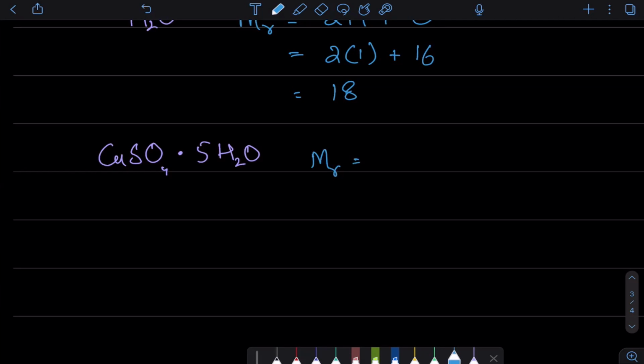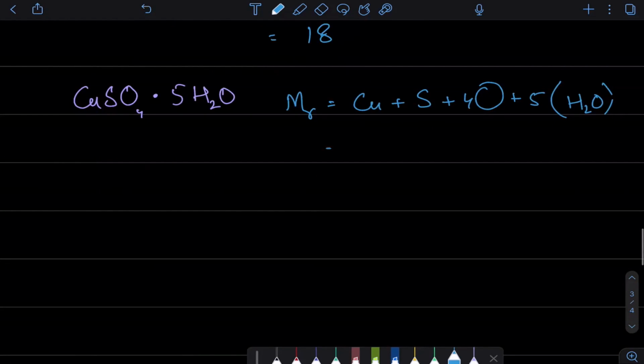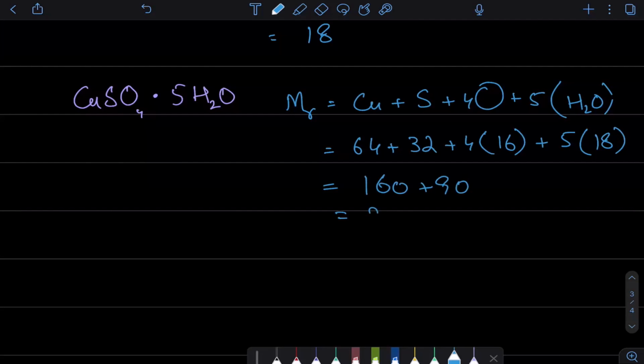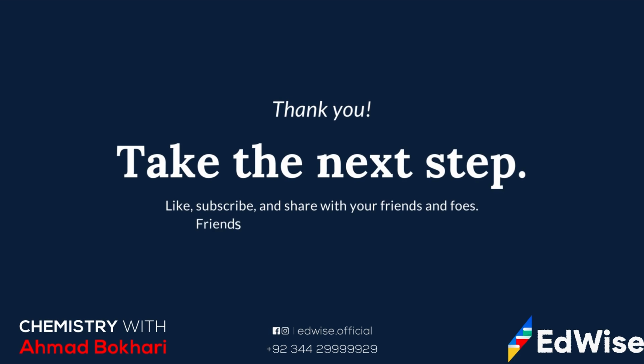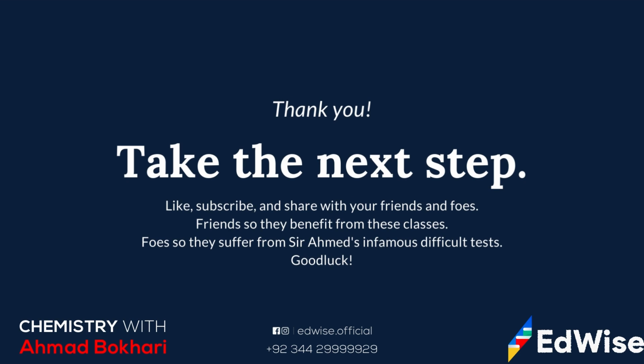We'll just calculate everything up. So we have 1 copper, we have 1 sulfur, we have 4 oxygen, plus we have 5 water. Notice that this 5 is just with water. So I have 5 water, or water is H2O. We just calculated it. It is 18. So I'll just plug in all the numbers. I think copper is 64. This is 32. This is 16. You should take the values from the periodic table. And water we just calculated was 18. So this is 160 plus 90, that's 250. So that is the relative formula mass. I will not call it molecular mass. This is relative formula mass because this is giant structure. This is ionic bonding. Okay.